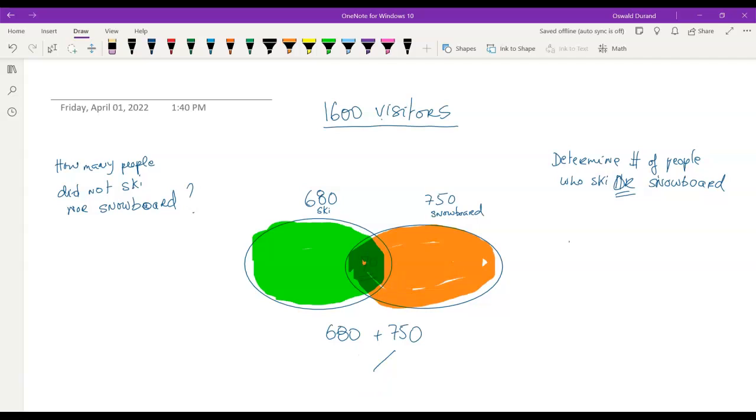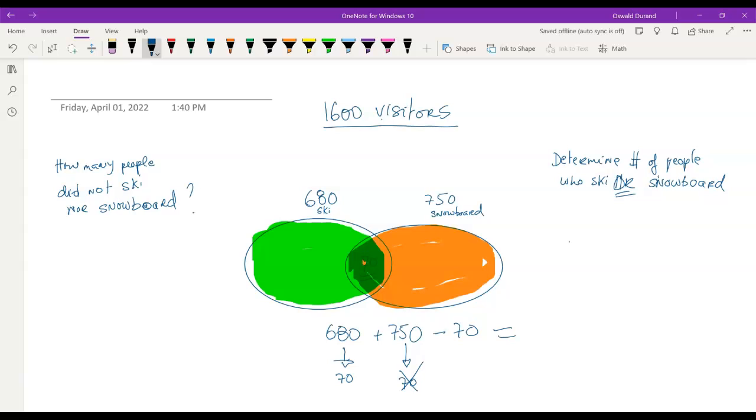So here I have one of the 70s, and then here I also have one of the 70. So it's kind of redundant here. What we have to do is subtract 70 so that we can cancel one of those redundancies, so we can have the total number on both sides. Okay? So that's the trick here.